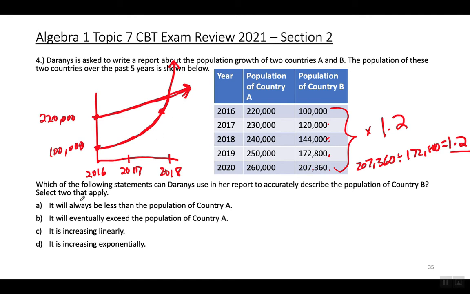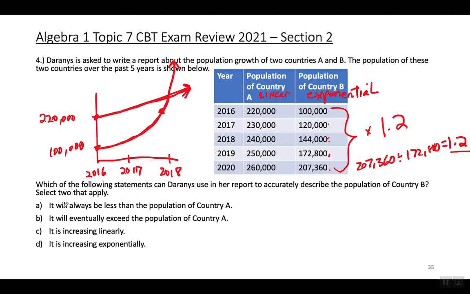So once you realize that this one is linear and this one is exponential. On the test, it might be the other way around. You got to check it out. En el examen, a lo mejor está de la otra manera. Tienen que mirar con cuidado.